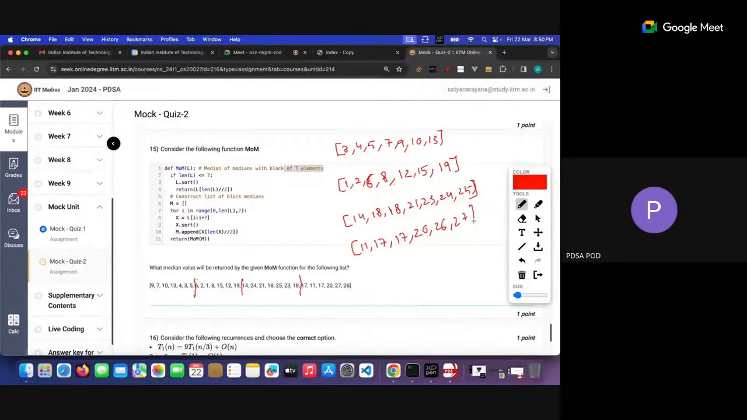20, 26, 27. So up to there is okay. Whenever we are getting fewer than or equal to 7 elements, up to partitions is okay. The dividing job is done. But the conquer job is going on. Whatever the conquer job is here, this is the conquer job.